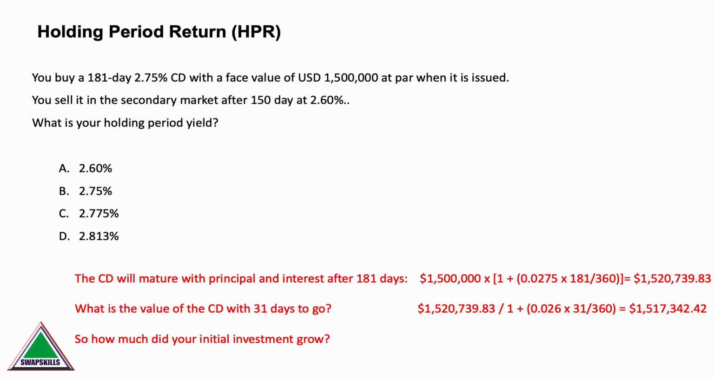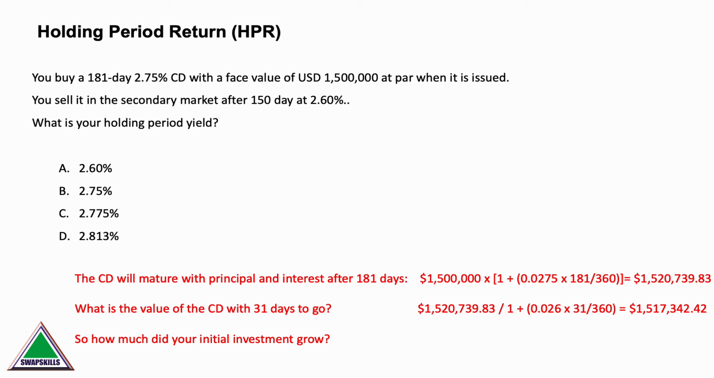So let's take a look at the question. You buy a 181-day 2.75% CD, certificate of deposit, with a face value of $1.5 million at par when it's issued. So at par basically means you invest $1.5 million, you get a bit of paper that says you've invested $1.5 million. It's going to mature in 181 days' time and it'll pay you 2.75%. So we can easily work out, knowing the principal and interest, what the CD will mature at in 6 months' time.